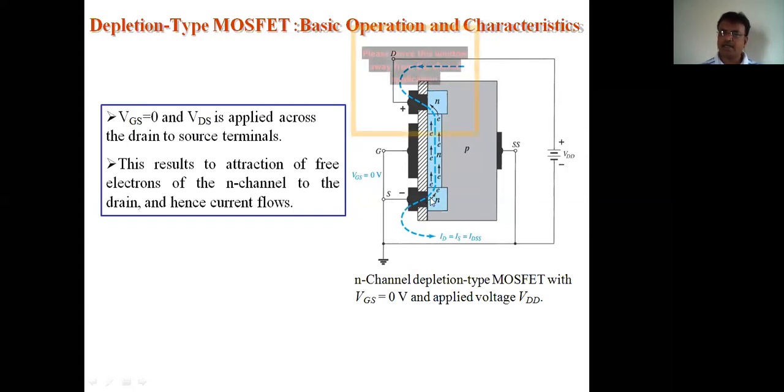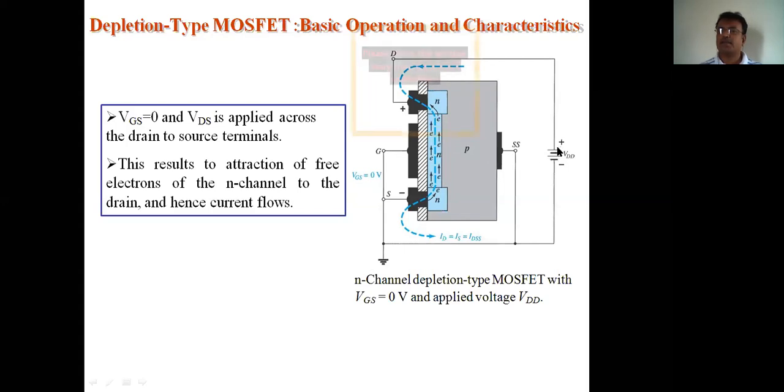This is the N-type source region. N region means majority carriers are electrons. These electrons are getting repelled by the negative terminal of the battery. Like poles repel each other. So the negative terminal of the battery repels the electrons which are present in the source. So electrons will start moving upwards, towards the drain region. See here, electrons are moving towards the drain region.